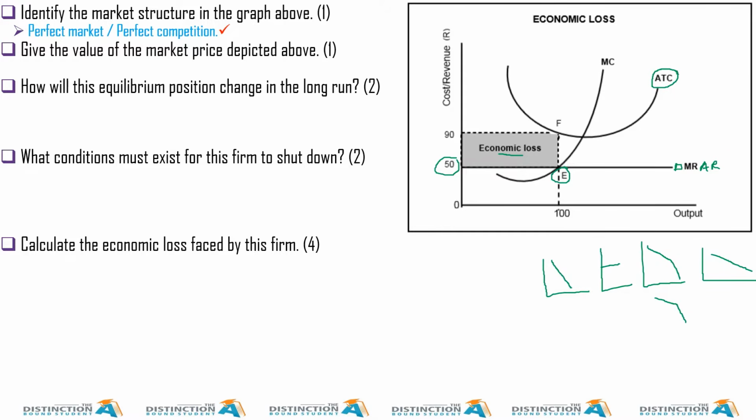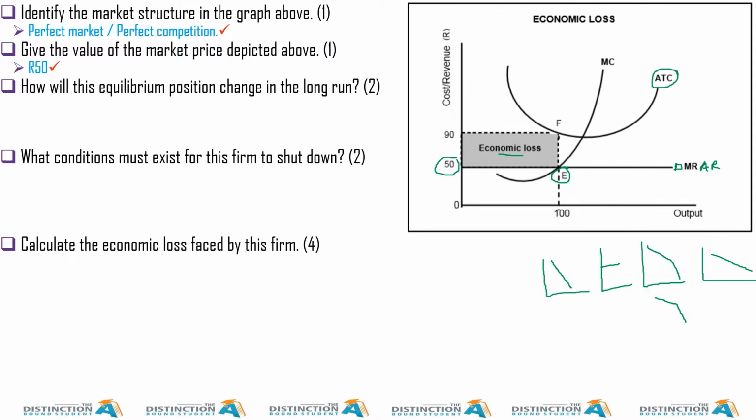Give the value of the market price depicted. So the market price, I've mentioned it already. It's 50 Rand. How do we know? Because D is MR is AR. That's our price. Then how will this equilibrium position change in the long run?